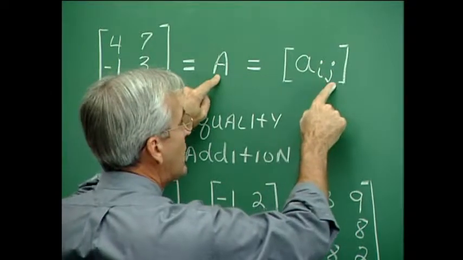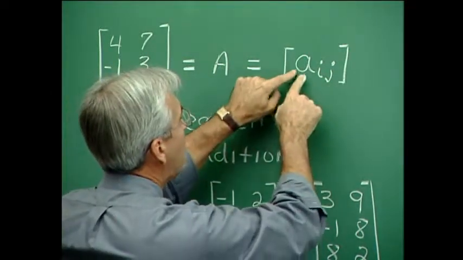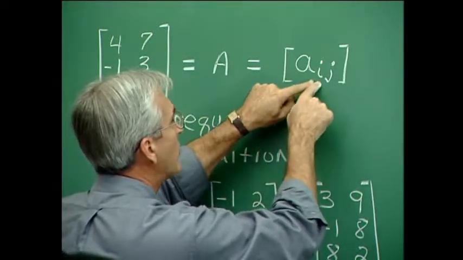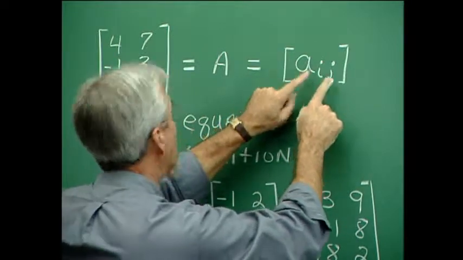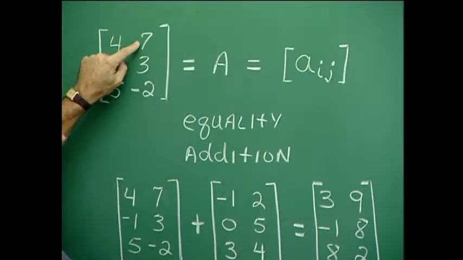The ij refers to a row column kind of thing. If we're talking about a subscript 1, 2, then it would be the item that is in the first row, second column. So first row, second column would be 7.